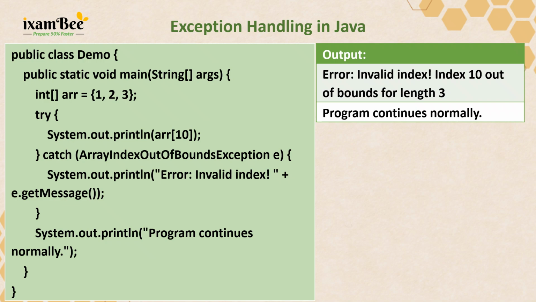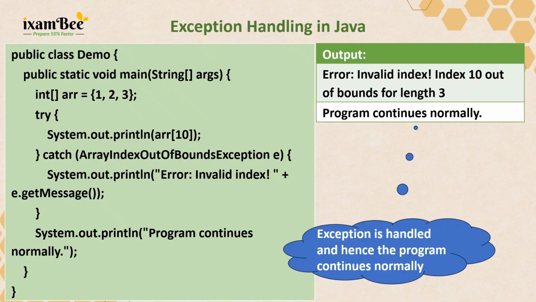So if you look at the output, we would get error invalid index and also the message, which is index 10 out of bounds for length 3. And then it is printing program continues normally. The exception is handled and hence the program continues normally in this scenario.